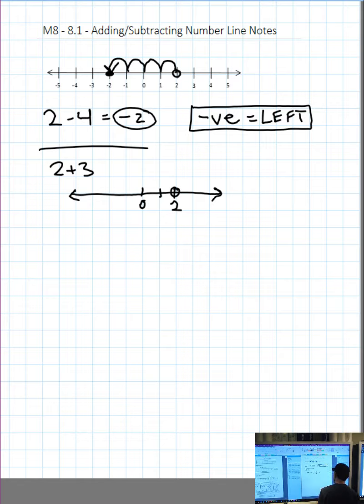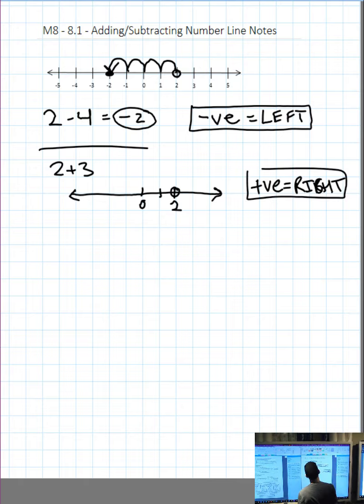Now I'm using graph paper. I would recommend to use graph paper all the time. It's going to make a lot of your math a lot simpler. So again, above we learned minus was to the left. Well, we know that positive is to the right. R-I-G-H-T. And a box around that. And then I'm going to go to the right because it's positive. 2 plus 3. Plus 3 to the right.